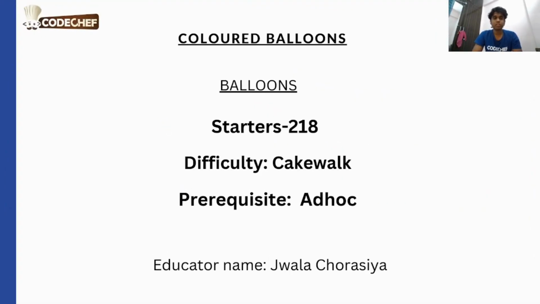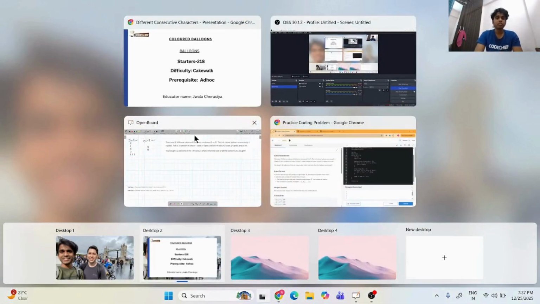Myself Jolachara and today we are going to solve the problem which came into Starters 218. The name of the problem is Colored Balloons and the problem code is BALLOONS. The difficulty rating of the problem is cakewalk and the prerequisite is ad hoc. Let's start with reading the problem statement over here.